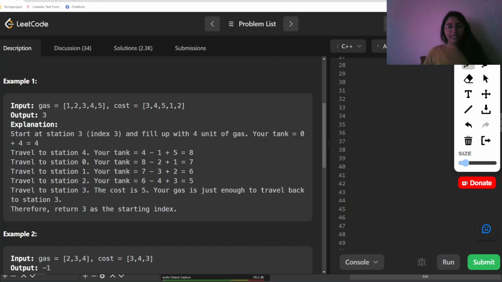Now, as per this, we are required to go ahead with that station. If we start from that station, we should be able to return back to it without our tank gas value becoming negative, or less than zero, basically not less than zero. Otherwise, we are required to return -1. So let us first go ahead and see how we can do this particular question.